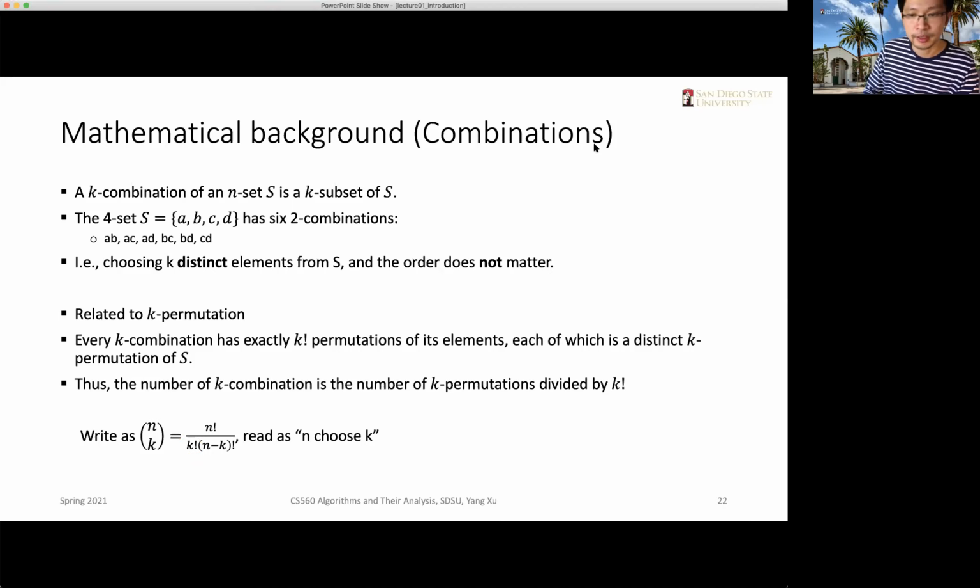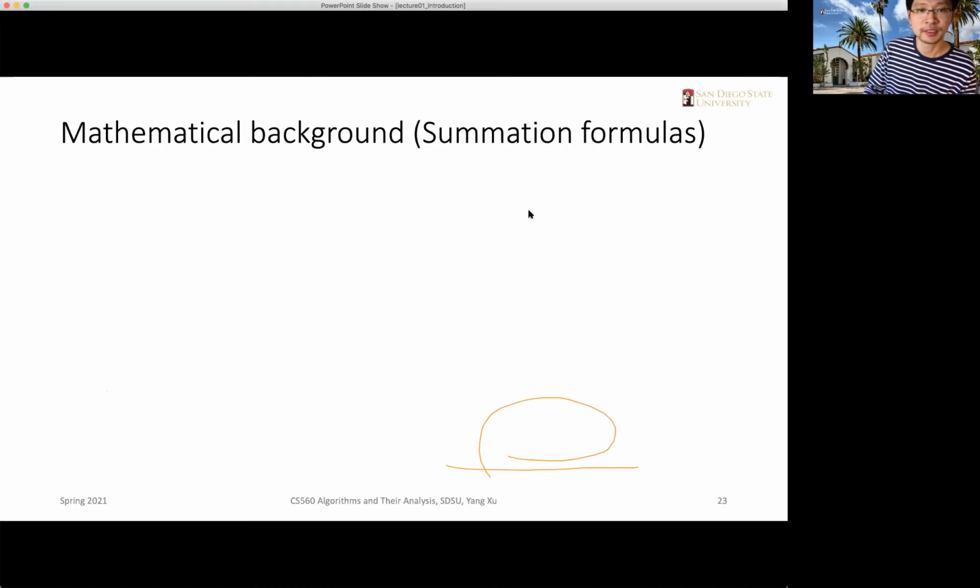So it takes longer than I expected to finish all of this. I think we have 2 more slides to go, maybe. So this is a compact form of writing taking K combinations out of the set of n elements.